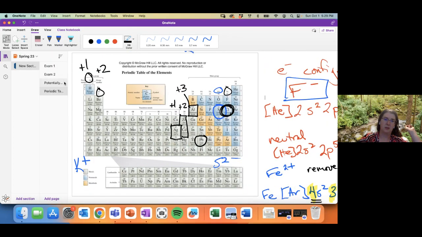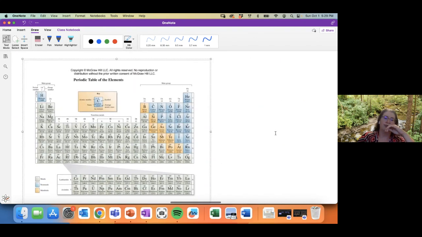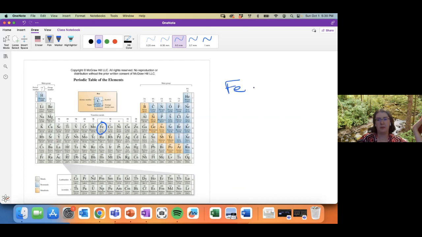I'll give you an example. I should be able to figure this out. But this is the part where you're not going to like it. Let's go back to iron. So my compound might look like this, iron with a nitrate, and I need to name this.